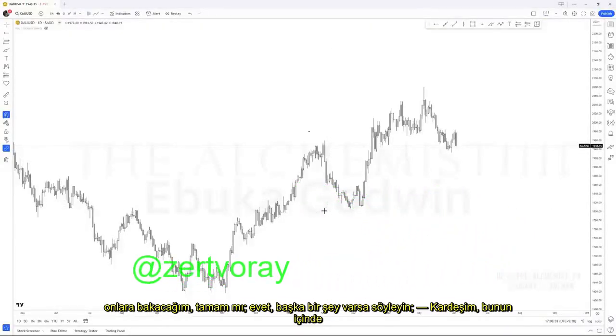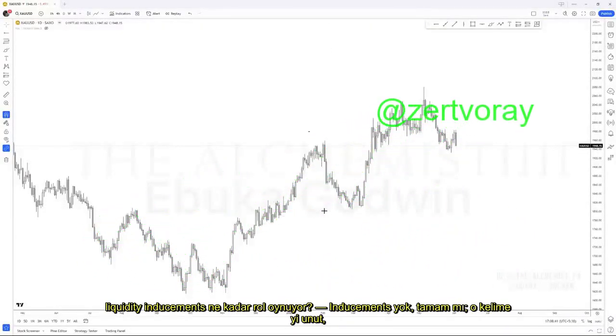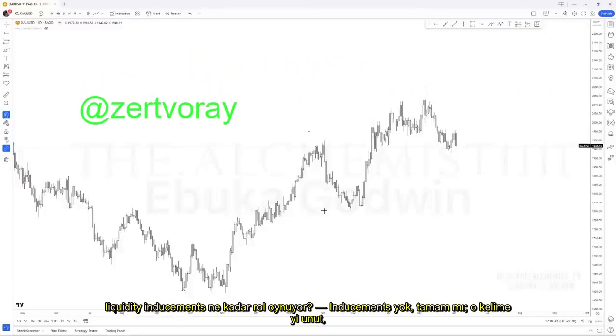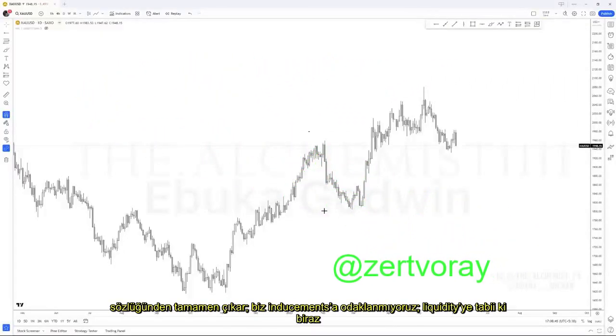Brother, how big of a role does liquidity inducement play into this? No inducements. Just forget that word. Remove it from your dictionary itself.